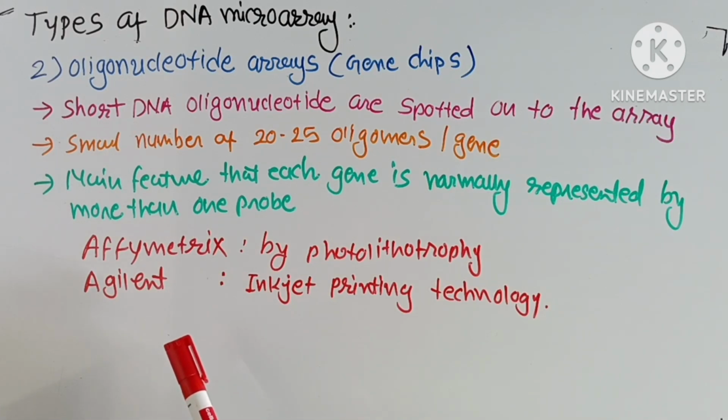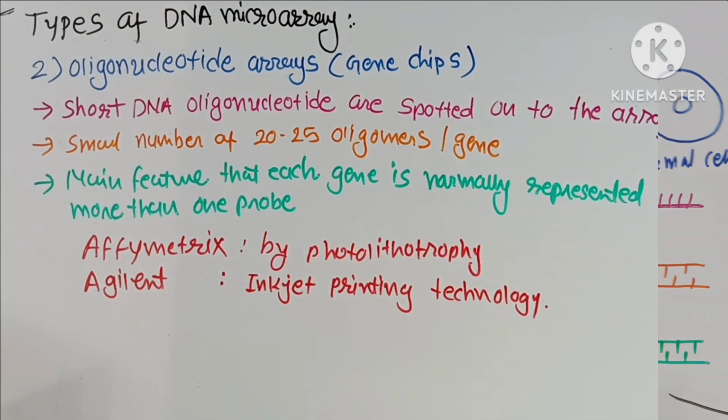And two kinds of technology are also used, Affymetrix and Agilent. Affymetrix applies photolithography, and Agilent uses inkjet printing technology. So these are the main types of DNA microarray.